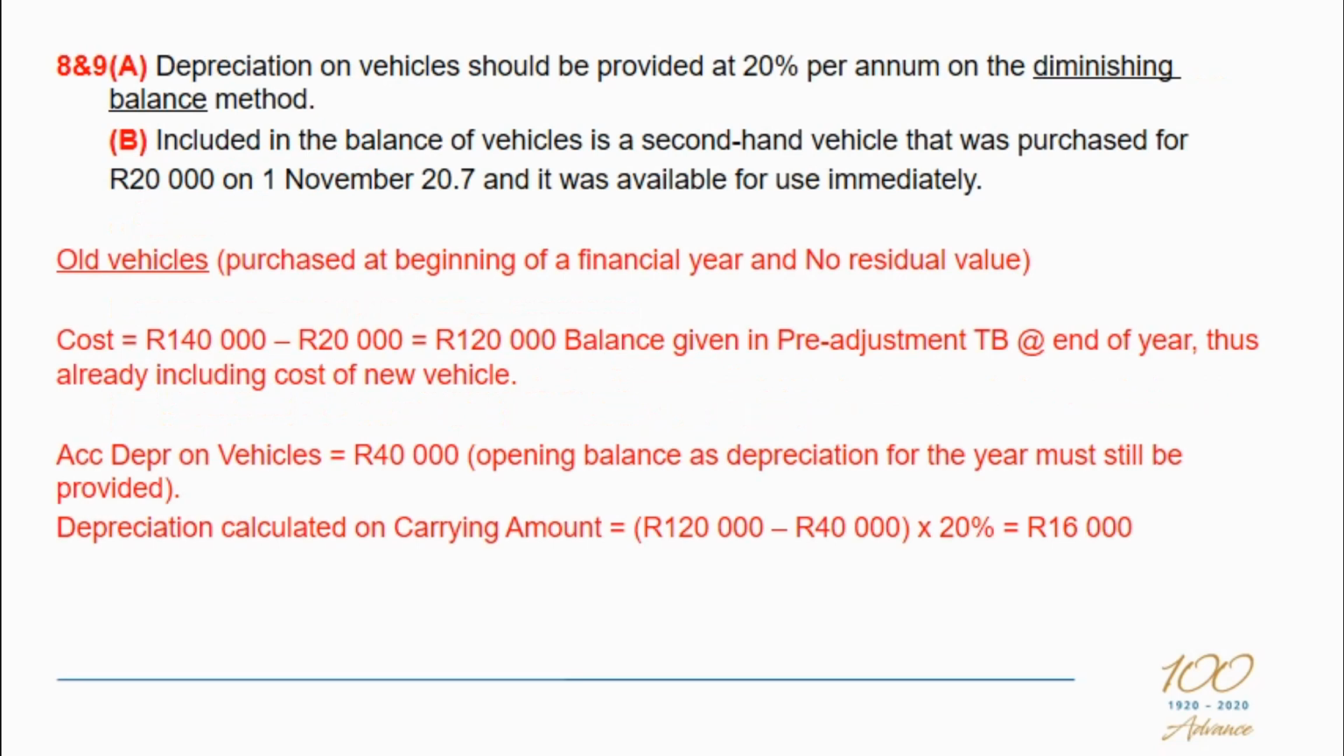We need to read additional information 8 and 9 together, because it all deals with vehicles. Depreciation on vehicles should be provided at 20% per annum on the diminishing balance method. Also included in the balance of the vehicles is a second-hand vehicle that was purchased for 20,000 Rand on the 1st of November 20.7, and it was available for use immediately. The old vehicles, as per point number 9, were purchased at the beginning of the financial year, and there's no residual value. So firstly, we need to determine the cost.